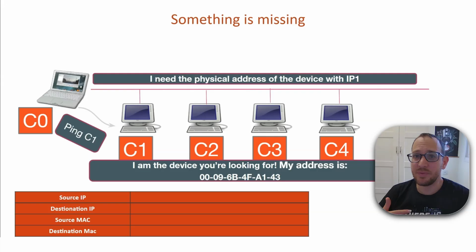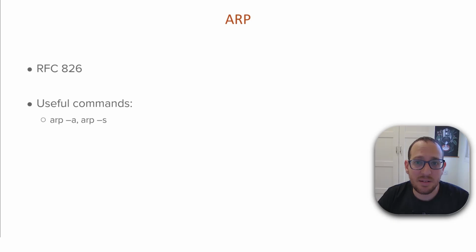Now, instead of paying that overhead of asking for the MAC address that corresponds with the IP address every single time, C0 can actually store this mapping between the IP of C1 and the corresponding MAC address in its cache. So it's a table mapping from IP to MAC. If we want to see this table, we can use arp -a, and I'll show it in a sec.